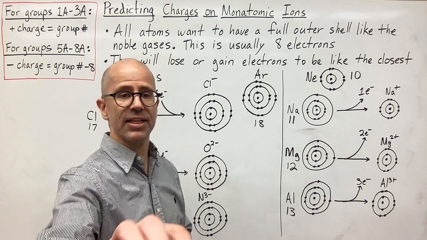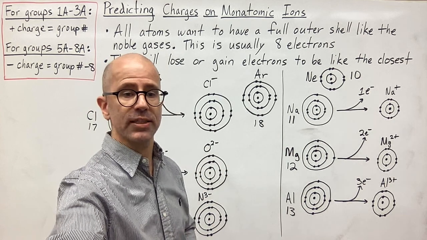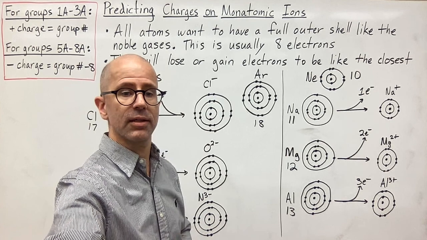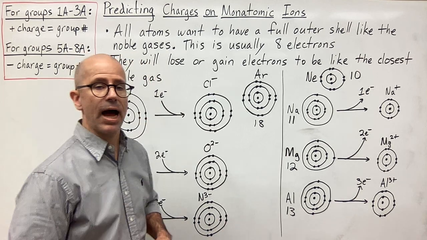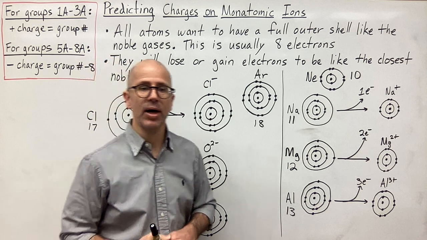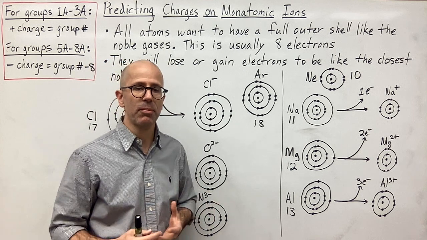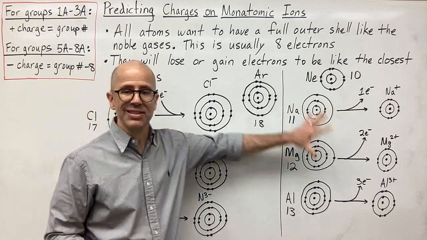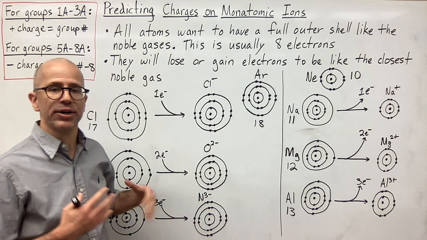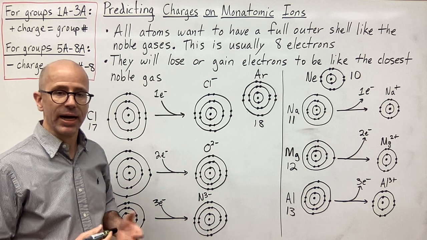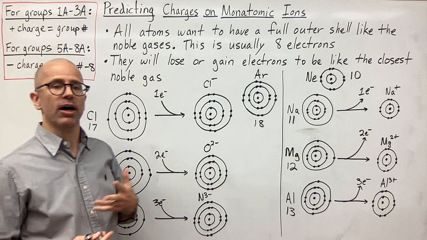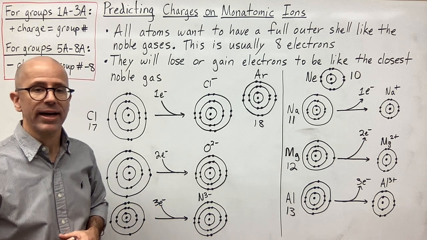Now, there's an easier way to figure this out. Sorry about that. Now, I wouldn't say an easier way, but it's a way to help you remember. If you can remember this, it is the best way to figure out and predict what the charge is going to be on your monatomic ions. But there's a couple of rules you can apply as well.